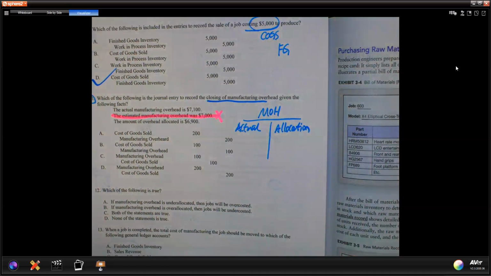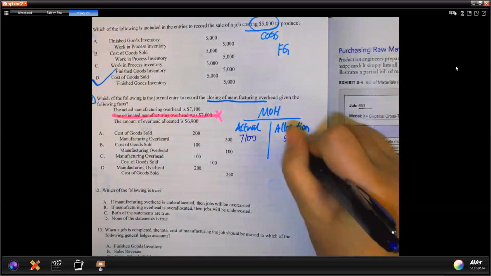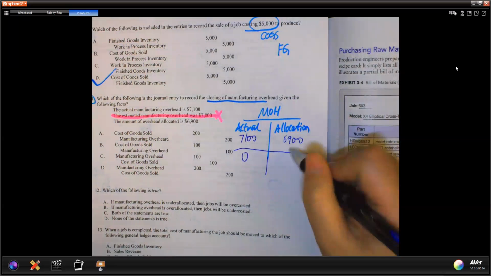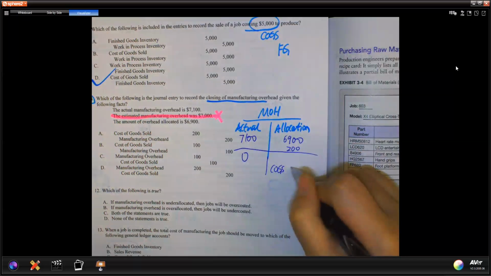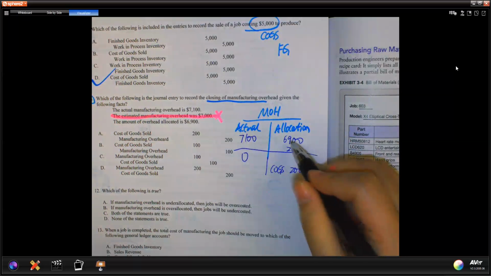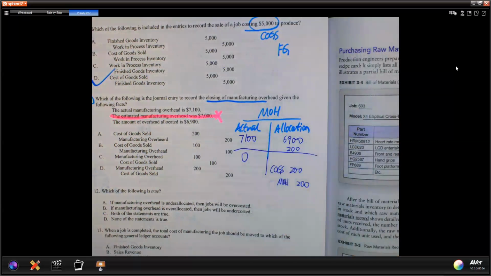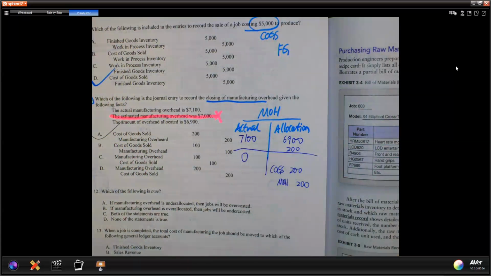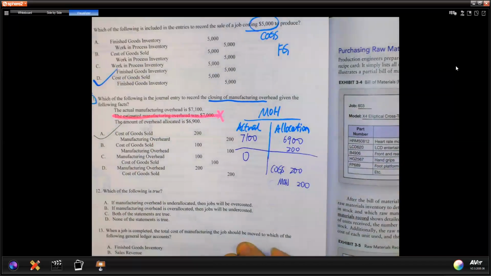So all you need to do is your actual is 7,100 and your allocated is 6,900. You want this to be 0, you under allocated, so you have to put 200 on your manufacturing overhead. You have to increase cost of goods sold by 200, and also adjust manufacturing overhead by 200. So the answer is A, cost of goods sold 200 and manufacturing overhead 200. Never ever use estimated.